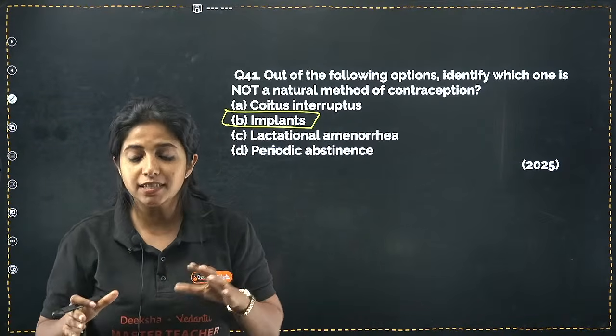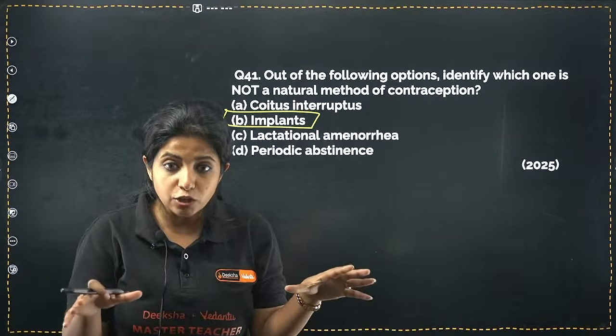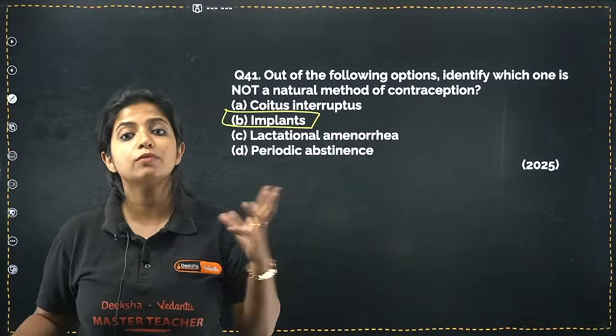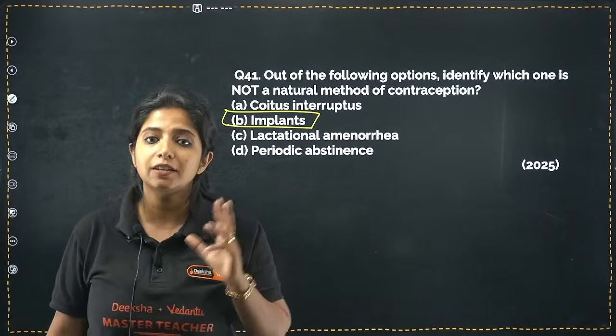Listen, everything else is natural. Coitus interruptus means basically during sexual intercourse, someone is removing the penis from the reproductive tract. You are basically interrupting the sexual process. That is known as coitus interruptus.